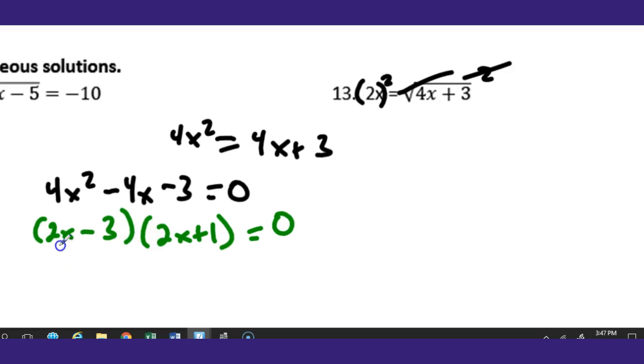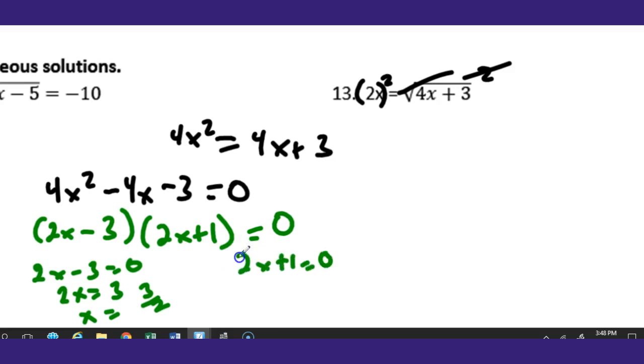Yep, that's what you get. And when you set each one of those equal to 0, 2x minus 3 equals 0, you're going to add 3. So you get 2x equals 3, and then divide by 2, so you get x equals 3 halves. All right. And then this one, 2x plus 1 equals 0. You subtract 1, and you get 2x equals negative 1, and then divide by 2, so x equals negative 1 half. Well, one of these we need to check, all right?